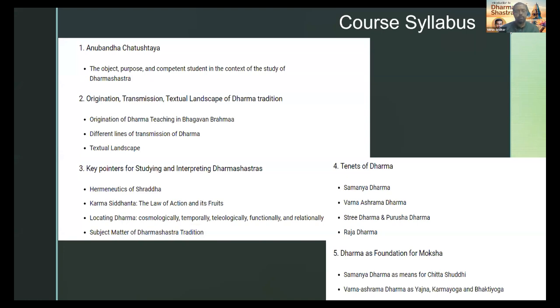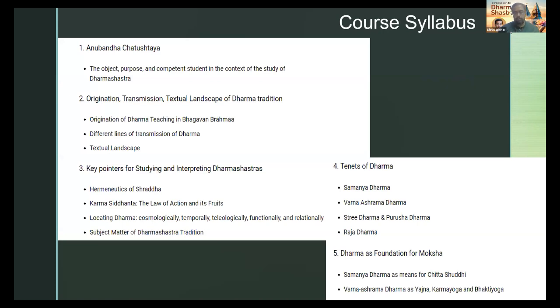Briefly, we will be touching upon what I call the hermeneutics of Shraddha, that is the interpretive method rooted in Shraddha, the Karma Siddhanta, the Karma Phala, action and its fruits. This is very, very important for understanding Dharmaśāstra teachings. Then, locating the contextual location of dharma and what it means, and why it is needed to understand the text. The subject matter of the Dharmaśāstra tradition, and various ways these subject matters can be analyzed and understood.